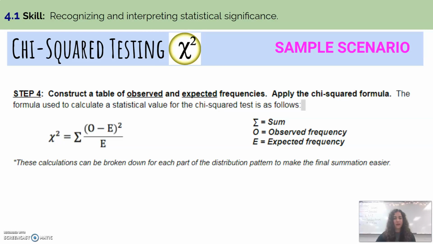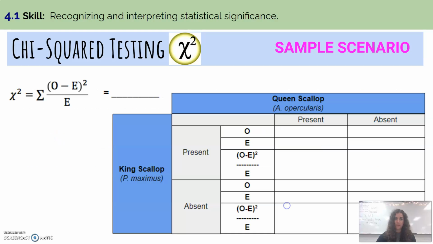Step 4 is going to be to construct the table of observed and expected frequencies, and you're going to apply that chi-squared formula, which we have on this slide. So you can see that E symbol, if you're taking higher level math, you know that's the sum. O is observed frequency, E is expected frequency, and obviously the x squared is just how we represent chi-squared. So the calculations can be broken down for each part of the distribution pattern to make the final summation easier.